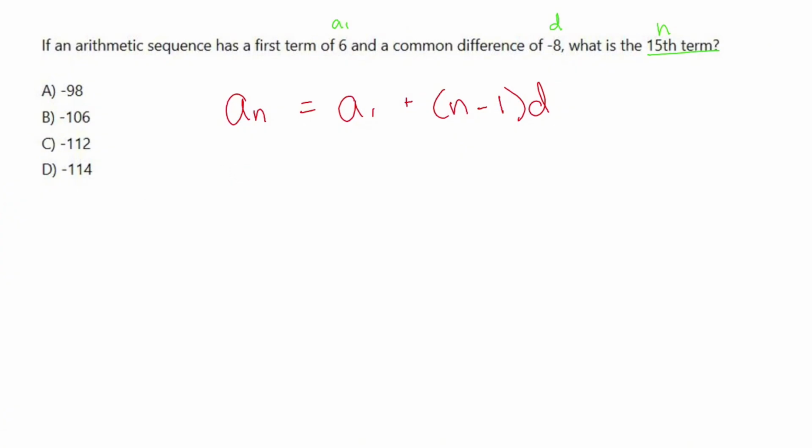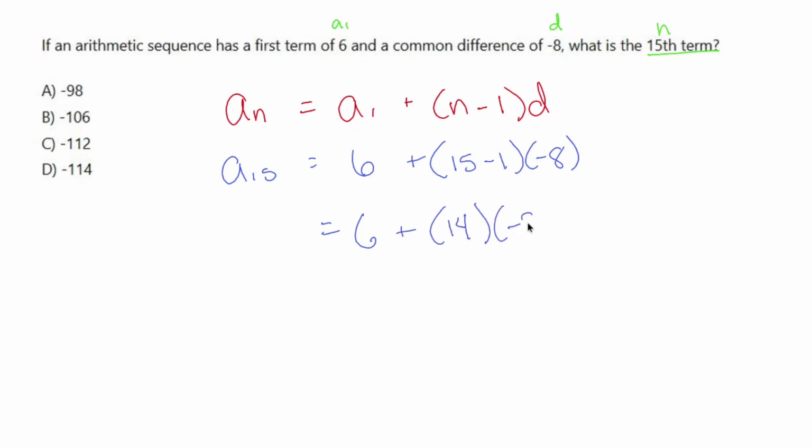So if we want to find the 15th term, we're going to do a sub 15 equals a sub 1, the first term, plus n, which we already called 15, minus 1 times d, which we called -8. Now it's just PEMDAS. 6 plus 14 times -8 is going to be 6 minus 112. And 6 minus 112 is going to be -106.